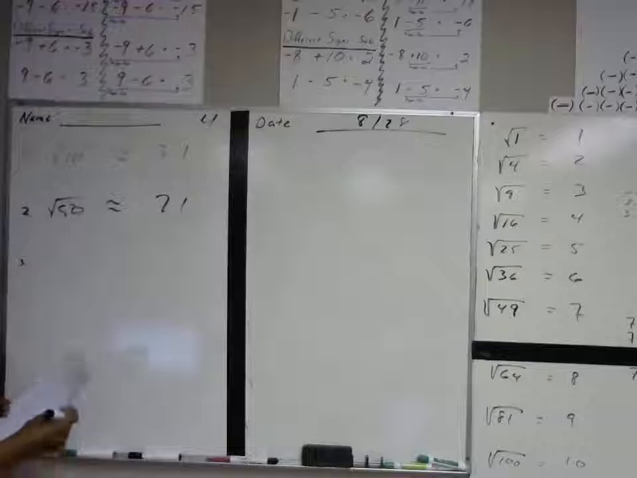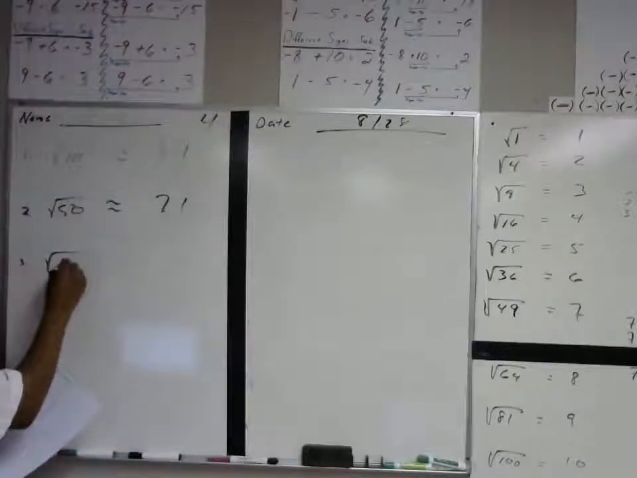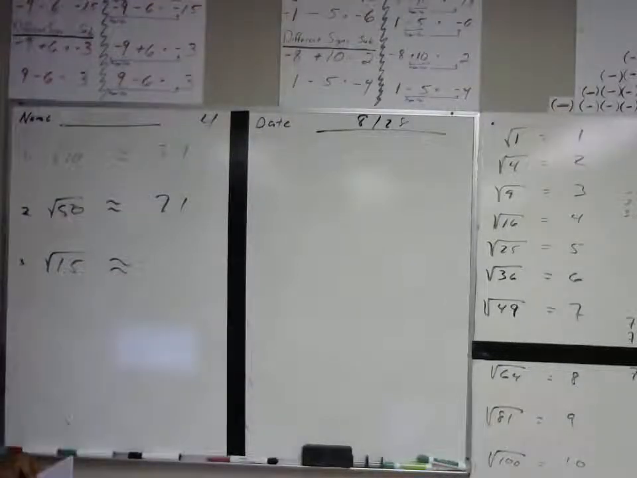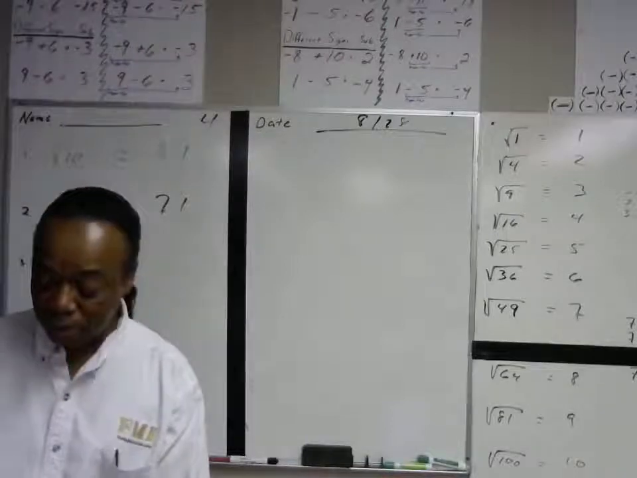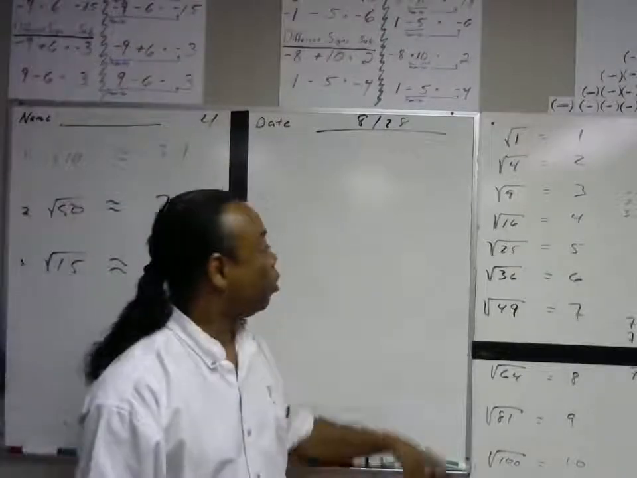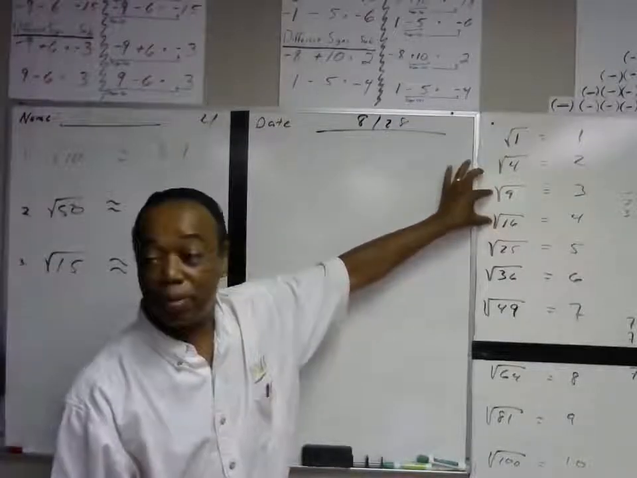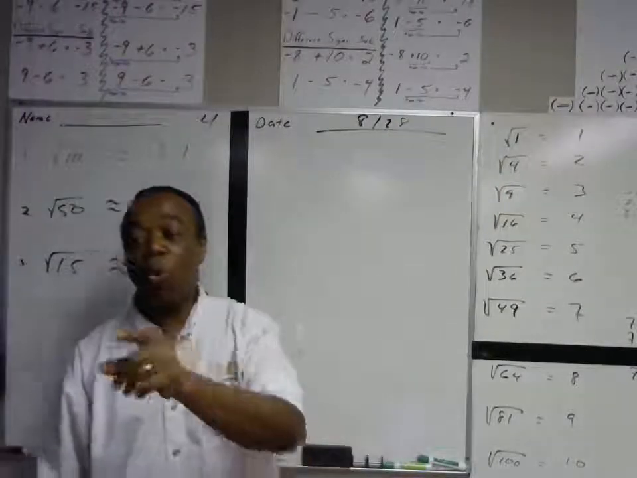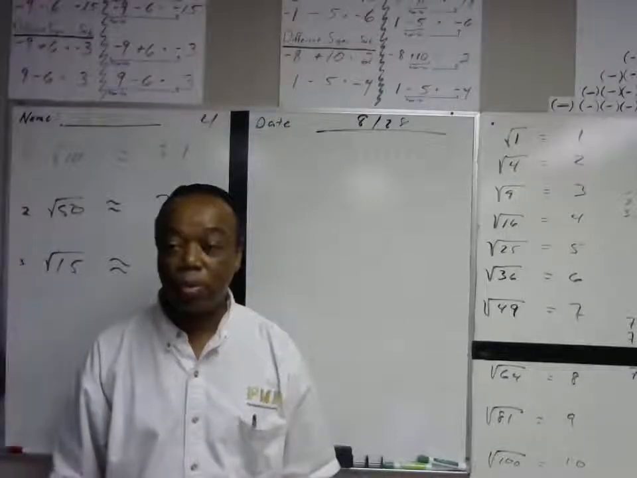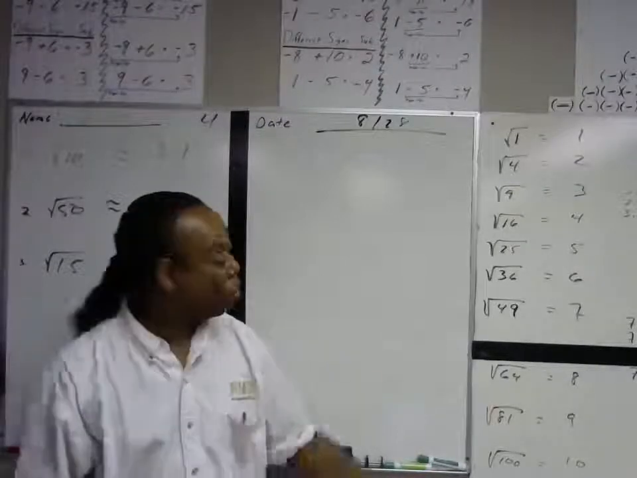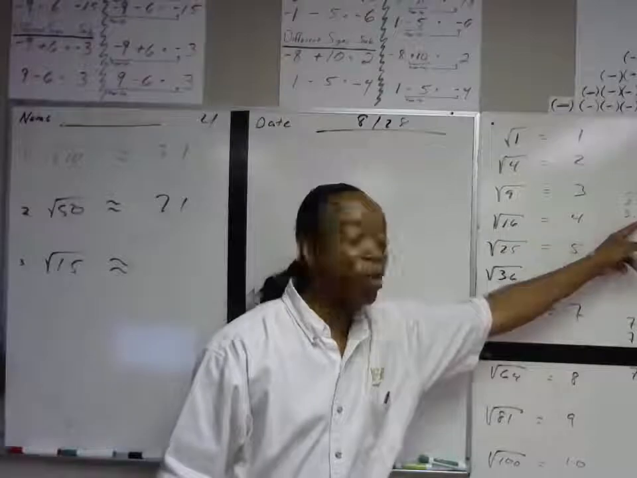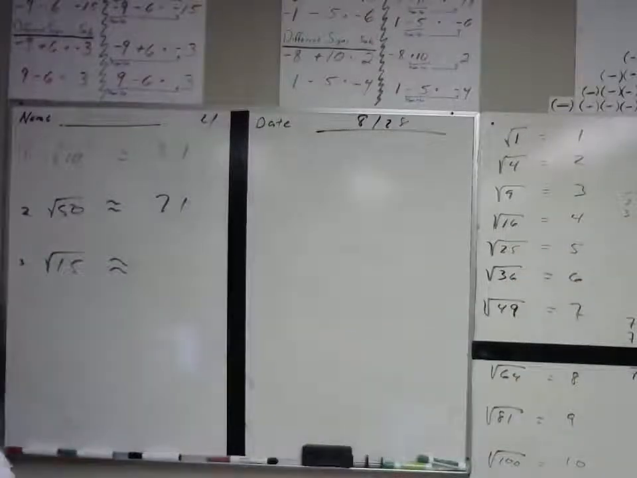All right. Next, square root of 15. Square root of 15 is between square root of 9 and square root of 16. The question is, what would you use? 3.9. Exactly. Good choice. Because it is closer to this one, I would use 3.9. Good job, guys.